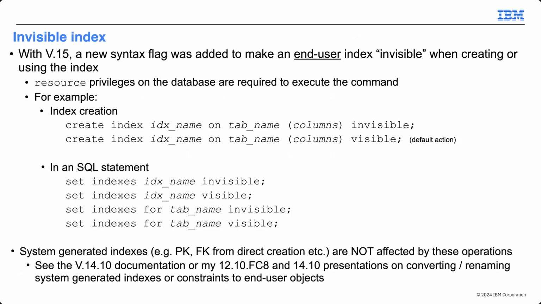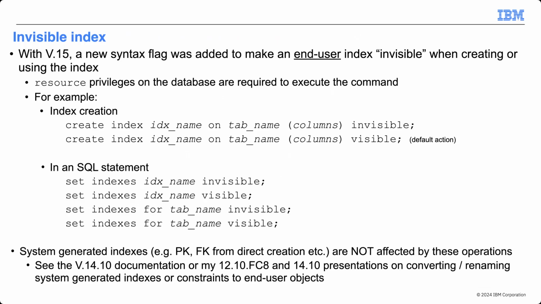Now, like I said, this only works for end user indexes. If you have a system generated index or a system generated constraint, because you said, create table, blah, blah, blah, create primary key or whatever the case might be, and the instance created the index for that constraint or for that object, you know that it doesn't have a regular name associated with it.